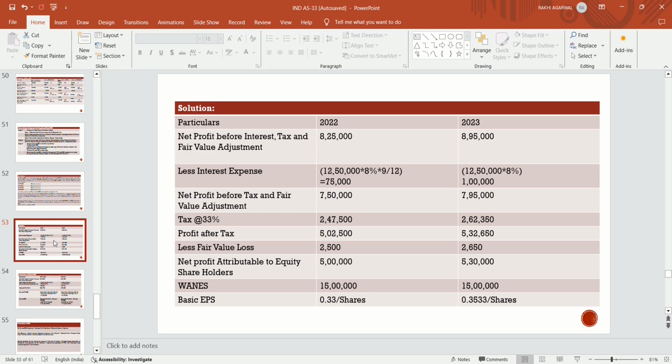Less fair value loss is 2,500 in 2022, and in 2023 it is 2,650. So net profit attributable to equity shareholders is 5,02,500 minus 2,500, which becomes 5 lakh. In 2023, 5,32,650 minus 2,650 becomes 5,30,000. The weighted average number of equity shares outstanding is 15 lakhs in both cases. So basic EPS in 2022 is 5 lakh divided by 15 lakh, which becomes 0.33 per share. In 2023, 5,30,000 divided by 15 lakh becomes 0.353 per share. So we have calculated the basic EPS.